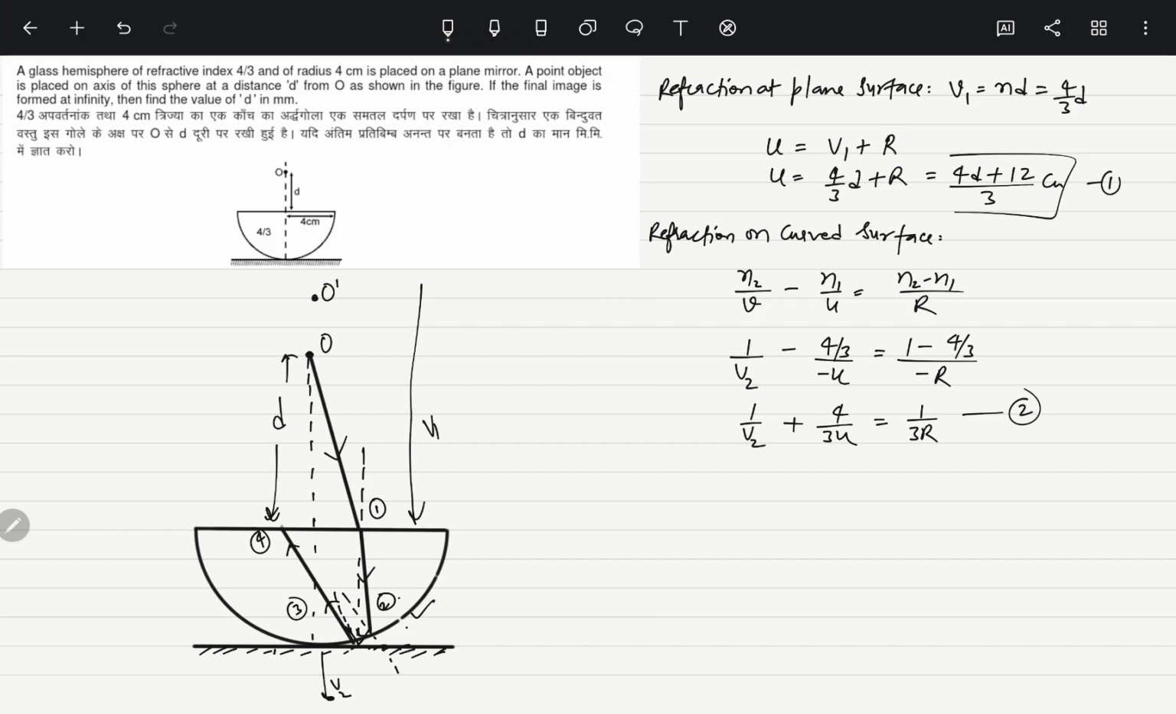Now this v2, the virtual image formed by the plane mirror, will be the object for the third refraction now.